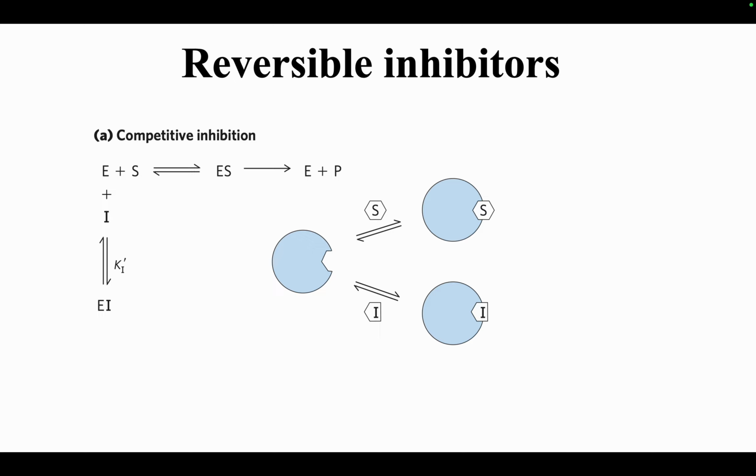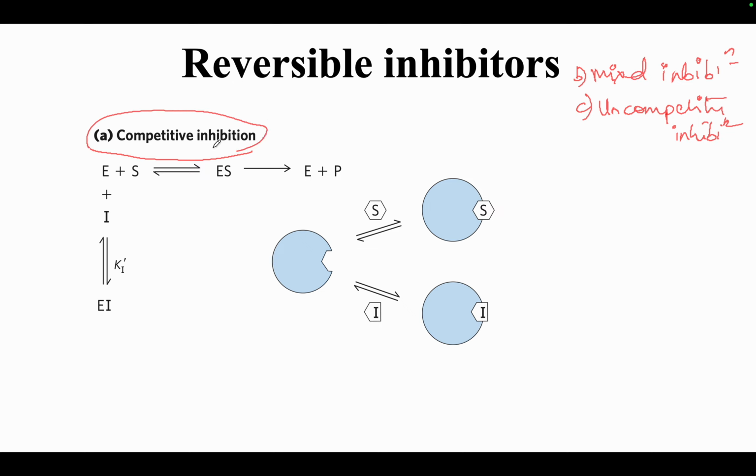Now let's move on to reversible inhibitors. In reversible inhibitors we have three types. We have competitive inhibitors, then we have mixed inhibition, and then we have uncompetitive inhibitors. So let's first understand competitive inhibition. What is competitive inhibition?